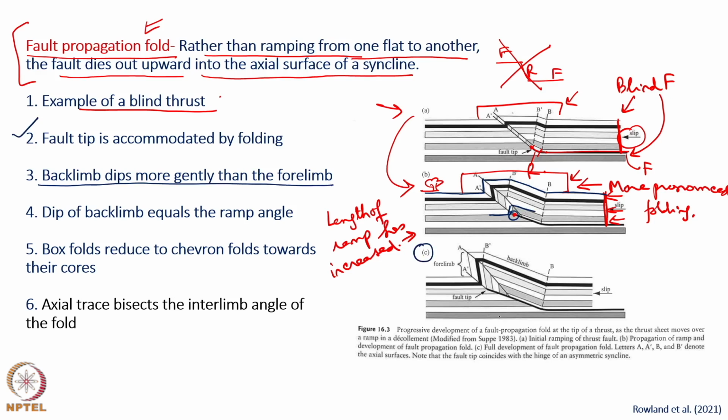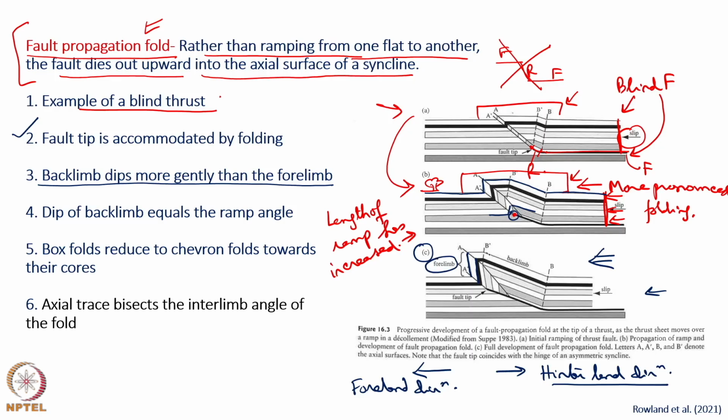For that, let us come to figure C. As I see, the slip is in this direction, the tectonic transport is in this direction. This is the foreland direction and this is the hinterland direction. So, this limb of the fold can be called the fore limb, and towards the hinterland direction, the other limb of the fold, where I have tracked a layer, is called the back limb. Now, which one is dipping steeper, fore limb or back limb? Clearly, the fore limb is dipping at a steeper angle than the back limb. In other words, the back limb dips more gently than the fore limb.